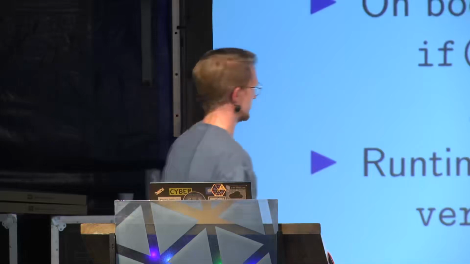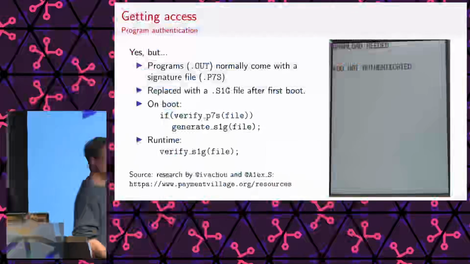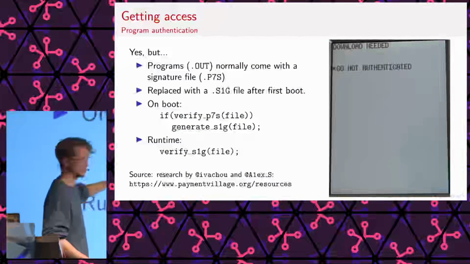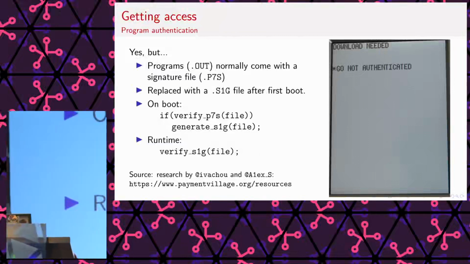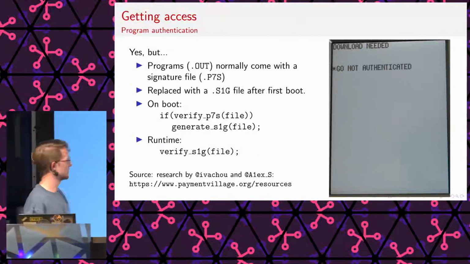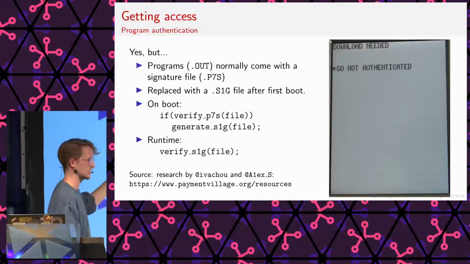This is pseudocode, but this is kind of the logic in the kernel, that these are really separate functions. So the verify P7s generates SIG. These smart guys, I'm not sure if you can read it, I will link it in the end as well, from the payment village, the DEF CON payment village, they figured out that this is how it works.